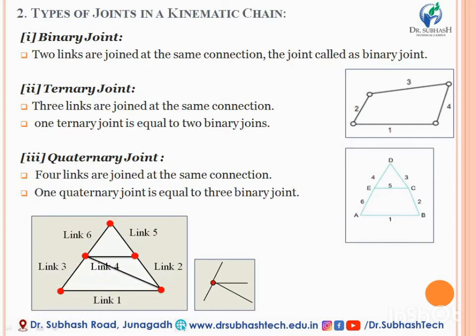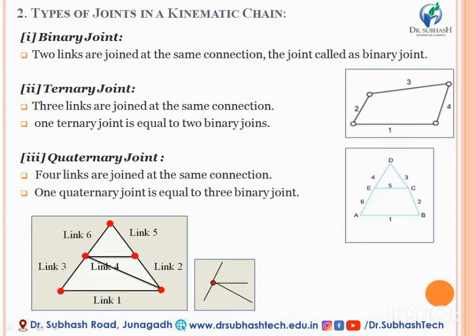So in short, any mechanism can be said to be a kinematic chain whenever it satisfies two conditions. First, each link should form two turning pairs with the links joined to it, and secondly, each link has relative motion with the others. This is the prime condition through which you can identify whether the links form a kinematic chain or not. Now it's time to discuss the various types of joints in a kinematic chain.